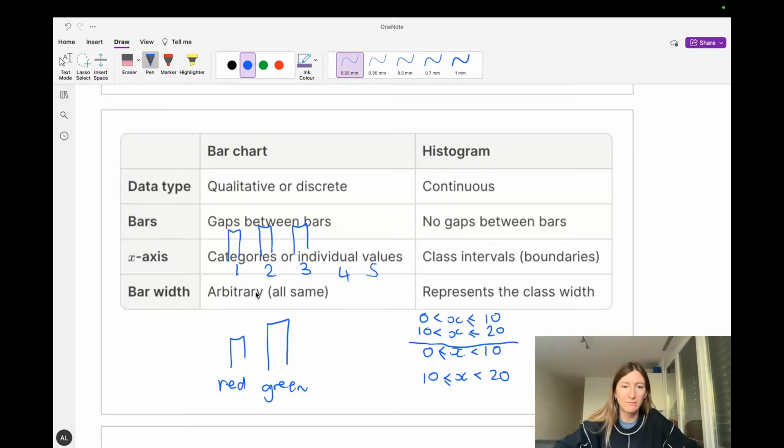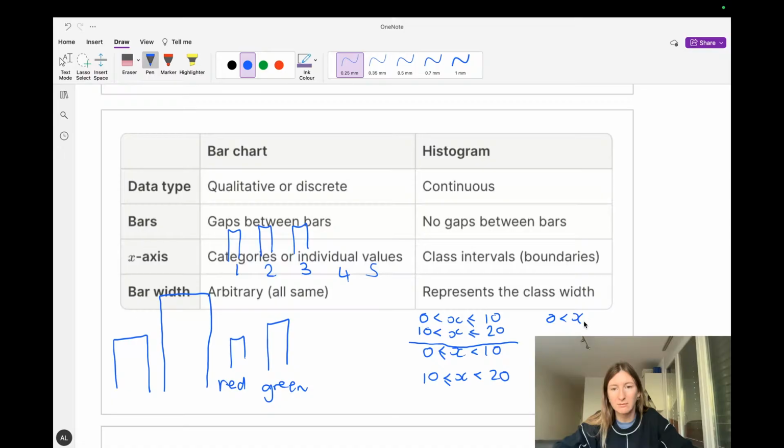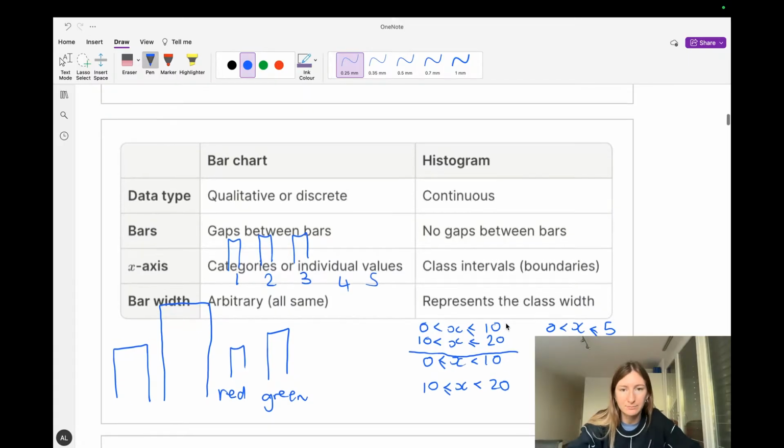Then the bar width. Here, the width of the bar doesn't matter. If I have a red bar that's like that, as long as my green bar is the same size, the width doesn't make any difference to the question. It's not indicating any kind of information to us on a bar chart, as long as they're all the same. Whereas the histogram represents the width of the class. So like we had here between 0 and 10, the width is 10. Or if we have between 0 and 5, the width is 5. And that could indicate to us different things, like how the data is spread.